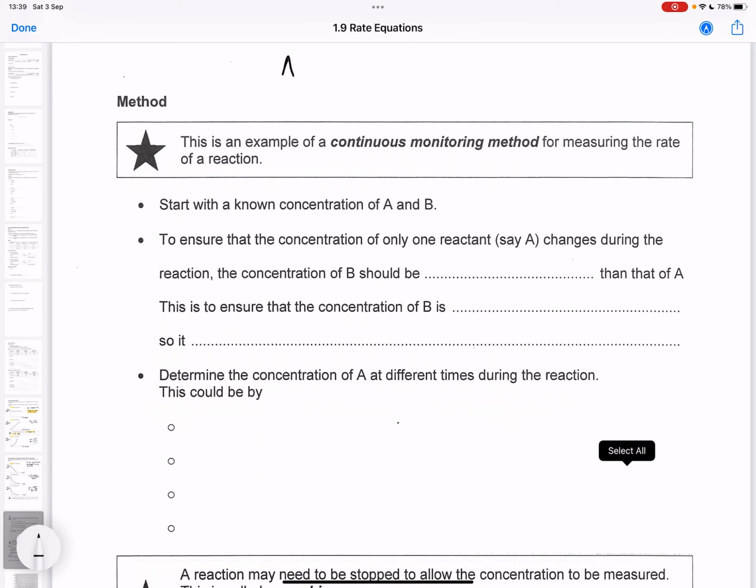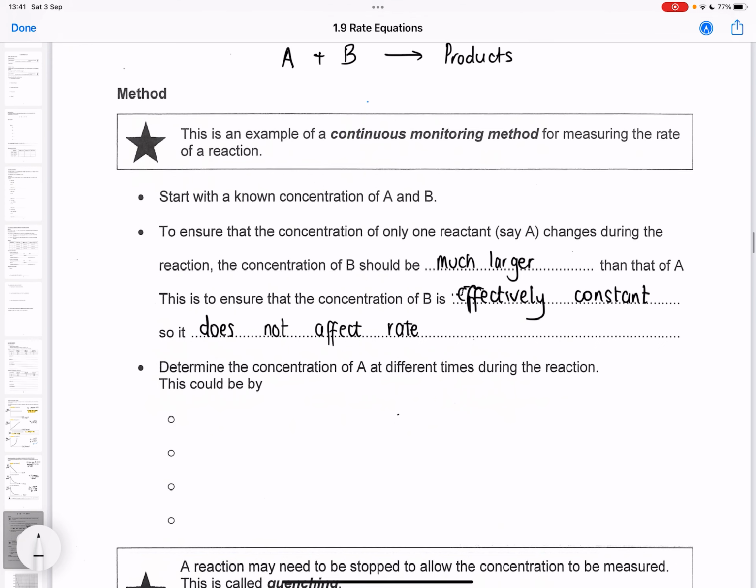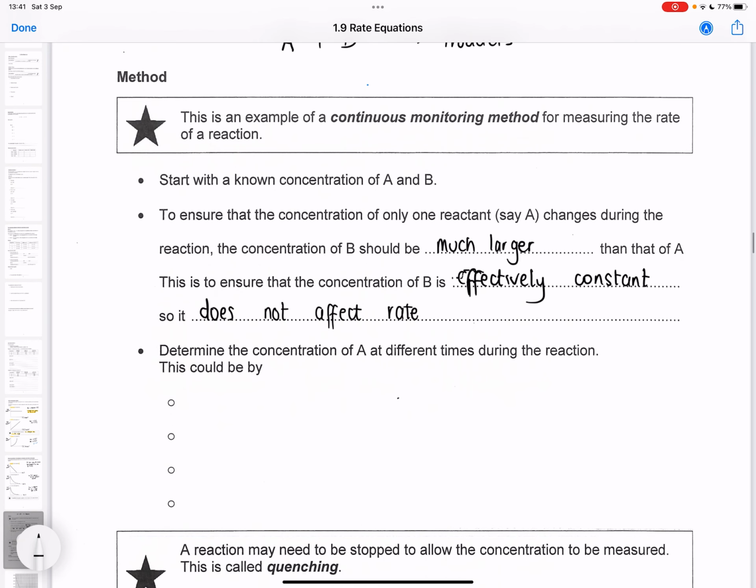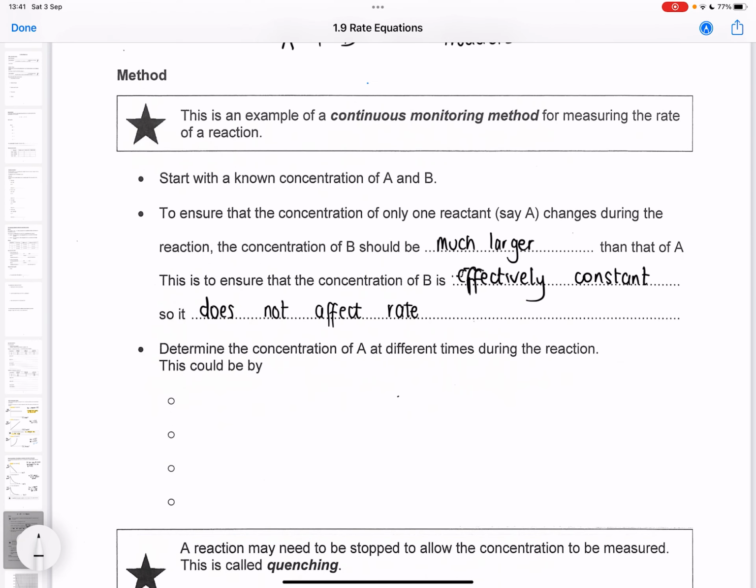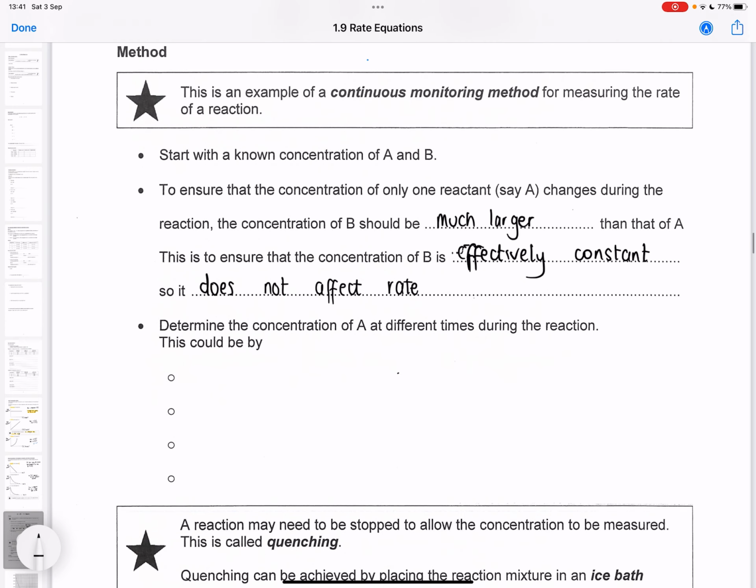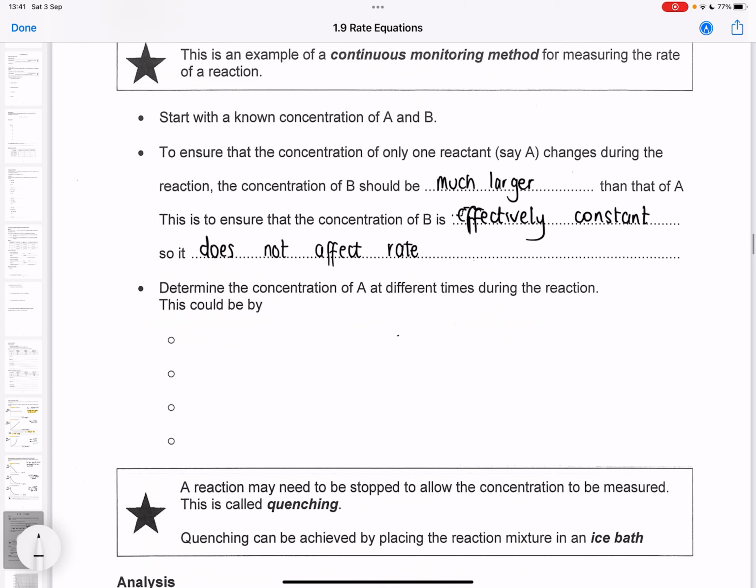Now that we've set up an experiment where we can measure the effect of A on rate, we need to find a way of measuring concentration of A at different times during our experiment. That's quite tricky because the concentration of A is decreasing continuously throughout the experiment. So we would need to find a way of measuring it at a set time. So at 5 seconds, 10 seconds, 15 seconds.